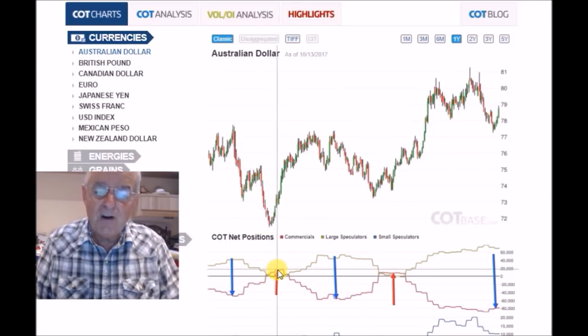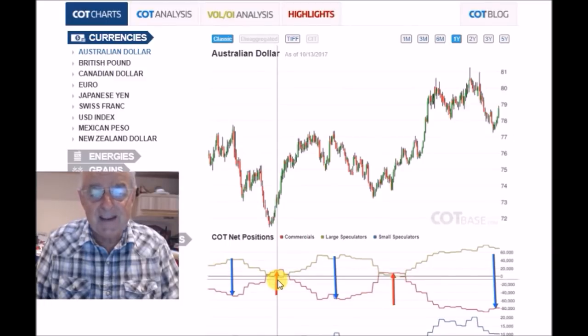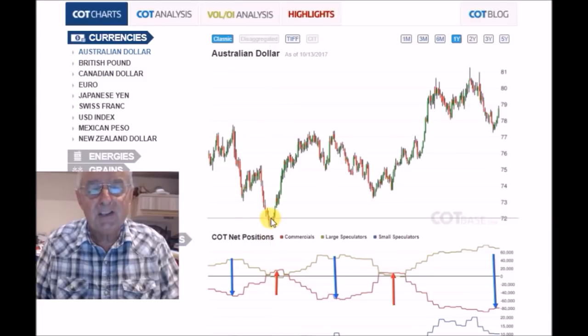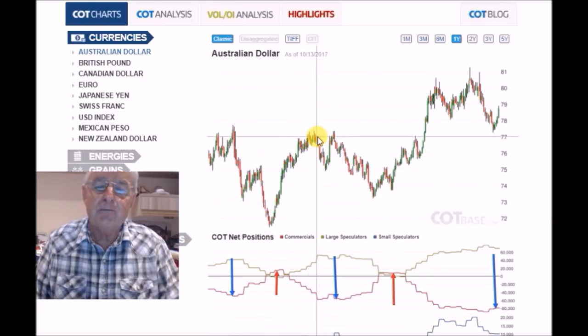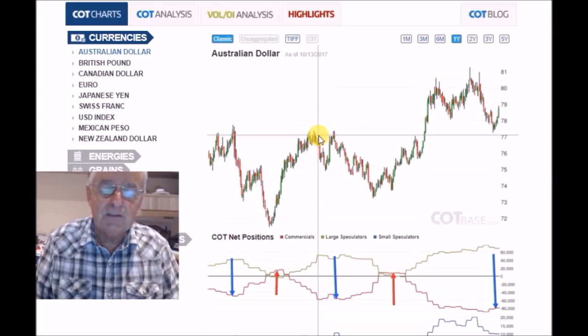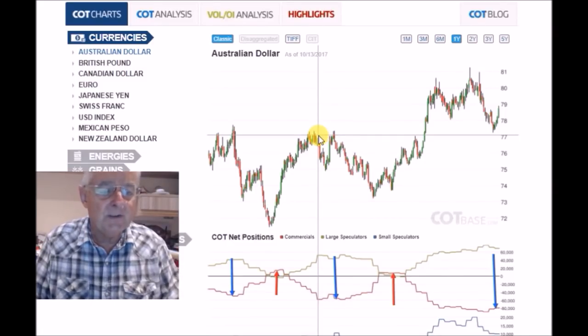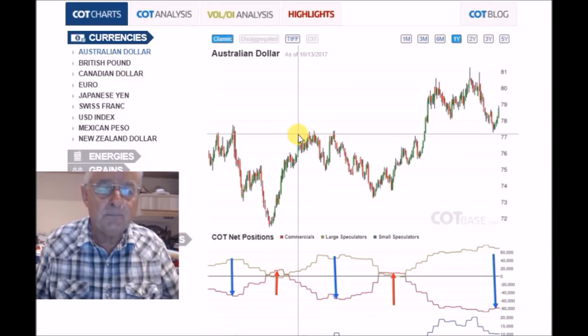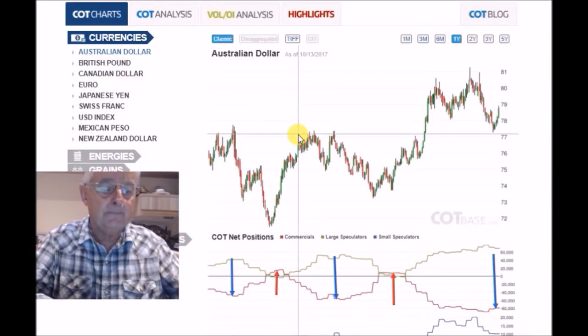Conversely, when we were at a high and very bullish for the commercials, and fairly bearish for the non-commercials, we actually had a rise in the price of the Australian dollar. This is a very useful tool to be using, and we can show you other ways that we use it and other things that we do with it.